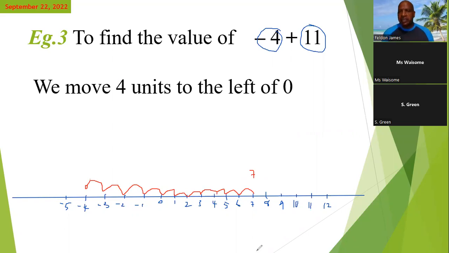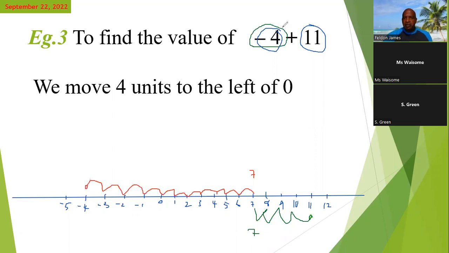Now, if we had chosen 11 first, we could have started with 11. So we start with 11 right there. Then we have to go to the left 4 places because now we are taking away 4. So from 11, you subtract 4: 1, 2, 3, 4. It's still going to get you to positive 7. So either way, you would get that.